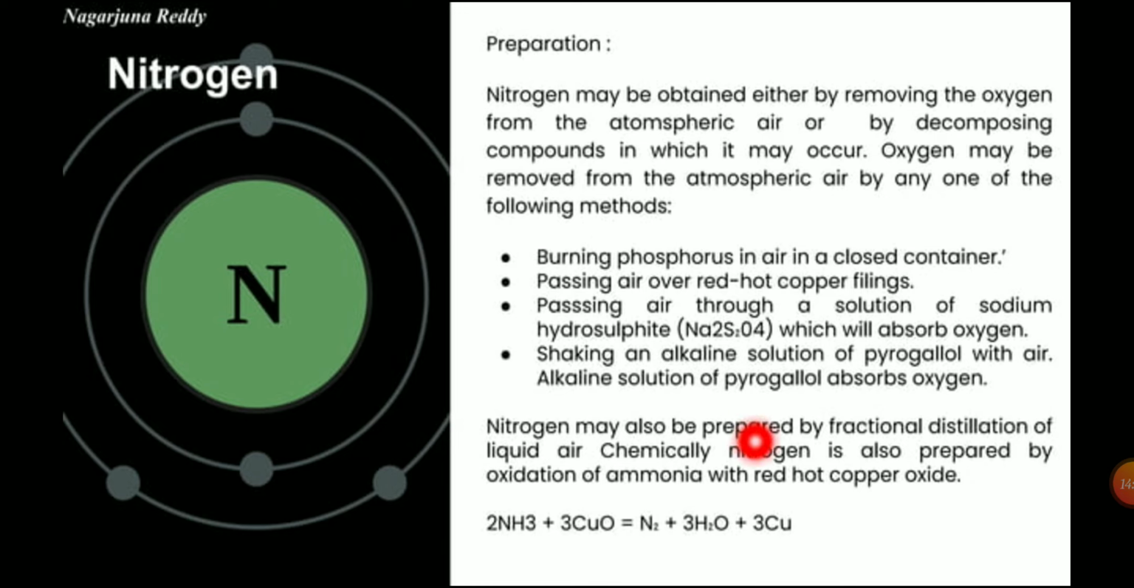Nitrogen may also be prepared by the fractional distillation process. Distillation is a heating process of liquid air. Nitrogen is also prepared by the oxidation of ammonia with red hot copper oxide.